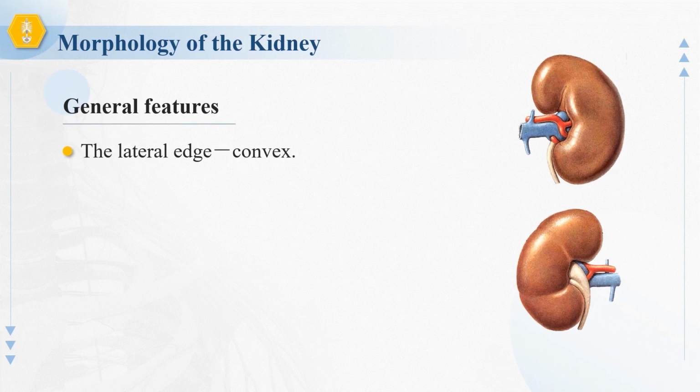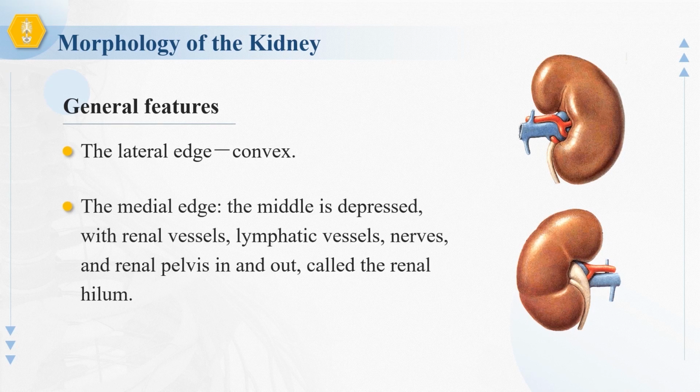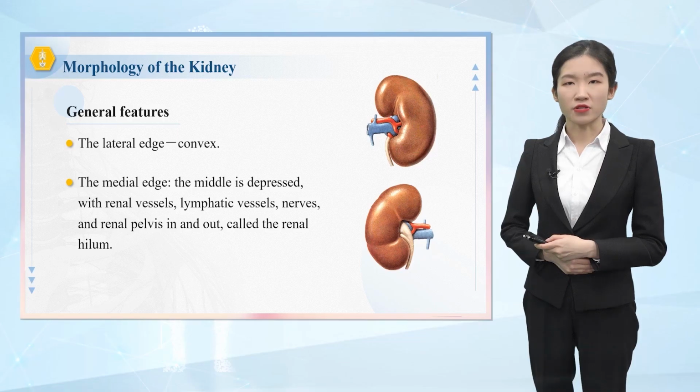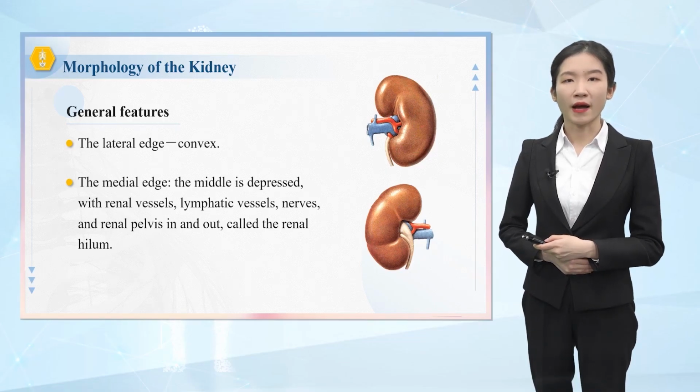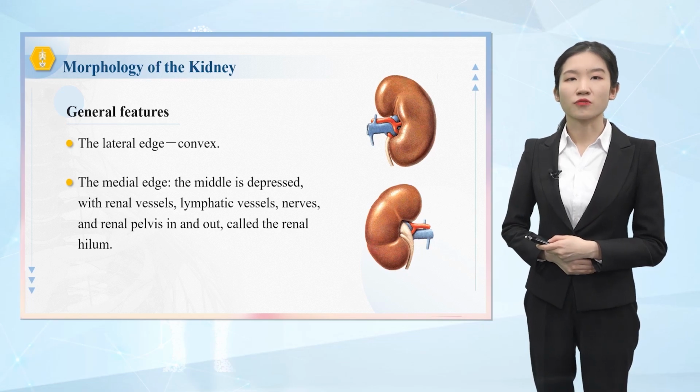The medial edge is depressed, with renal vessels, lymphatic vessels, nerves, and the renal pelvis going in and out, called the renal hilum.